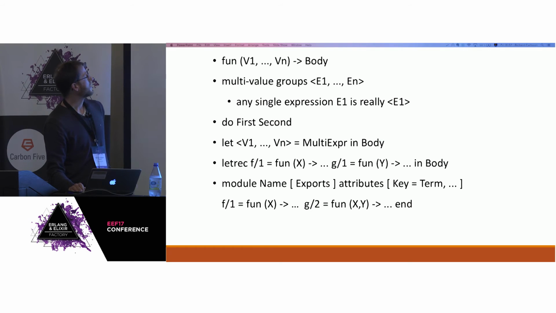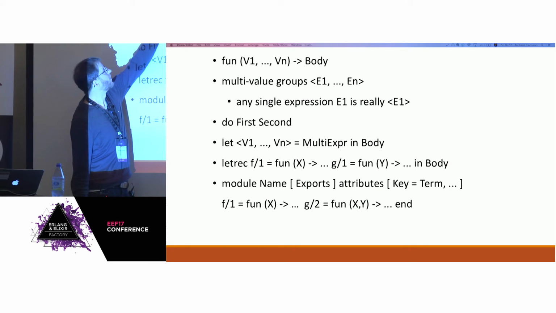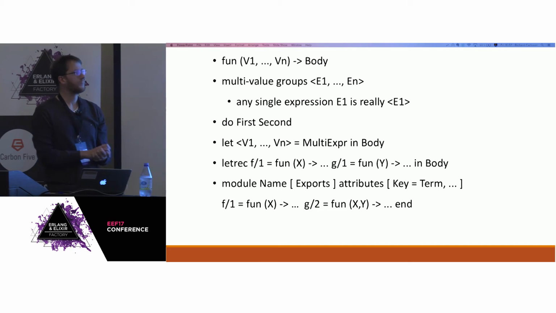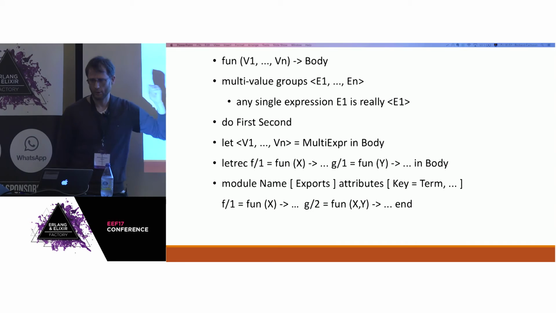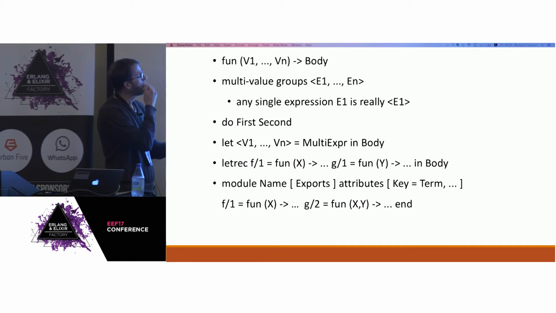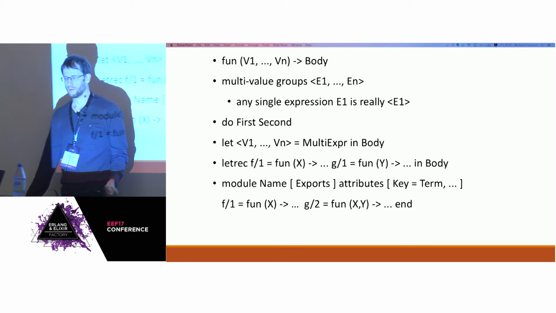Then after those basics, there are funs, a function of a number of variables to a body. One peculiarity is that you have multi-value groups. So Core Erlang works on multiple values. Any single expression E1 is actually the sequence of that value.